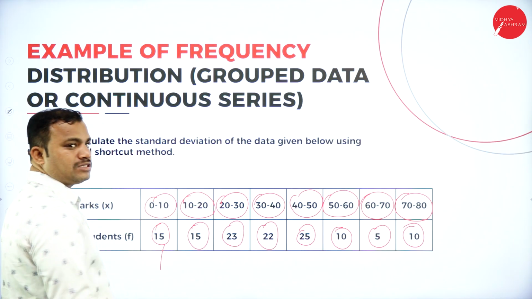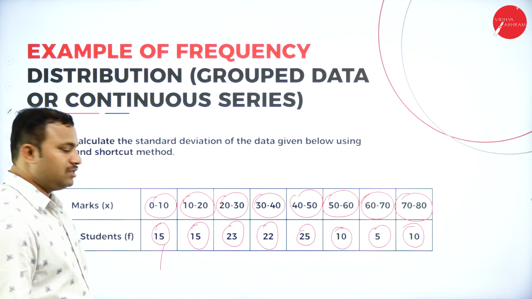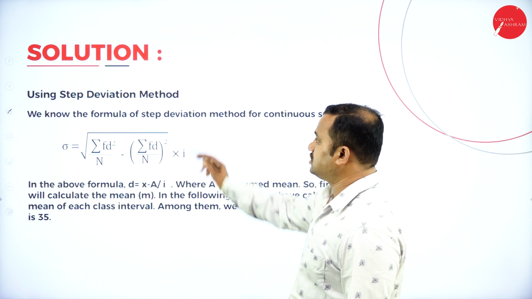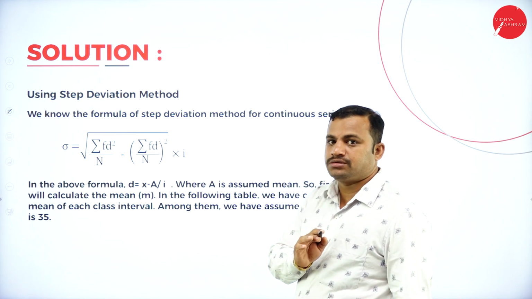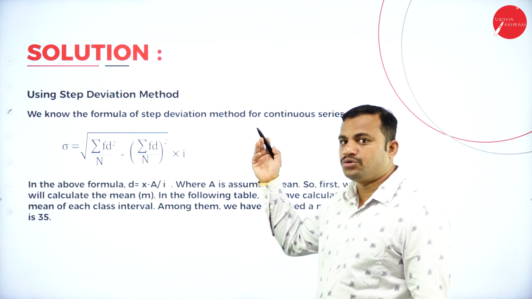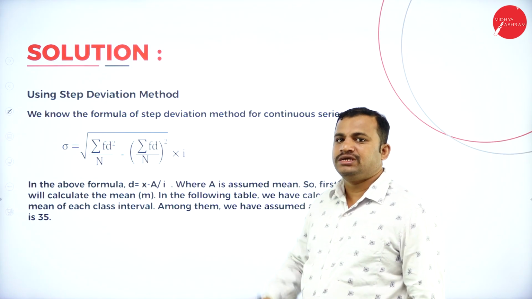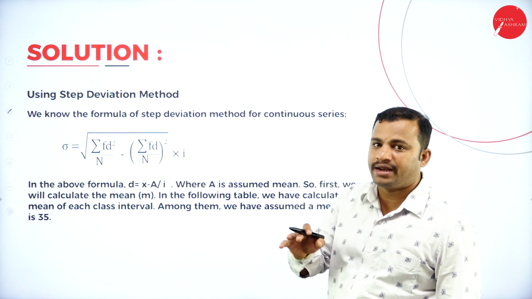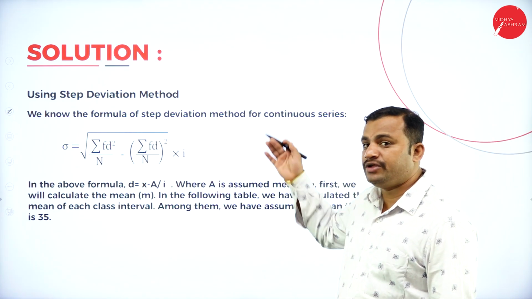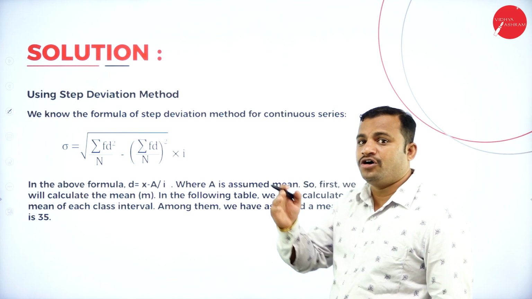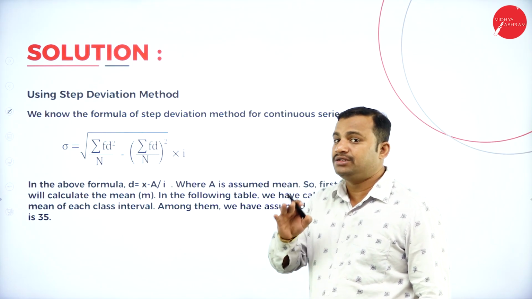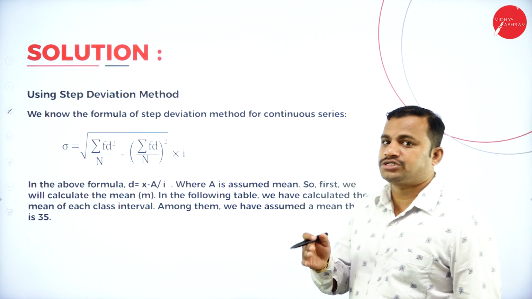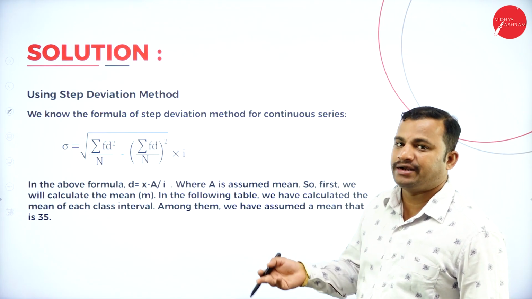So if I multiply these terms with this frequency, that is the number of students, then I'll get the standard deviation like this. That is the step deviation method we will find. Please notice that we have already told you that for the individual series and the discrete series, we find the standard deviation by the direct method as well as the assumed mean method. But we do not have the step deviation method for individual series and the discrete series. But that is not the case with frequency distribution.